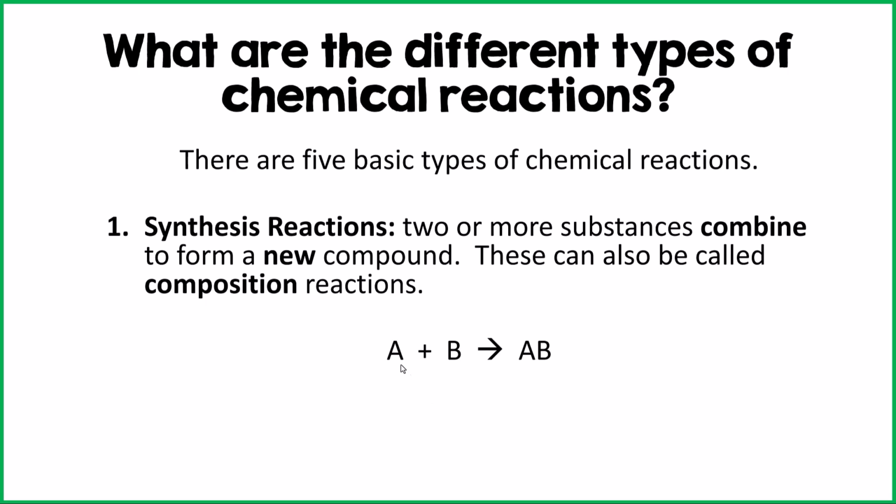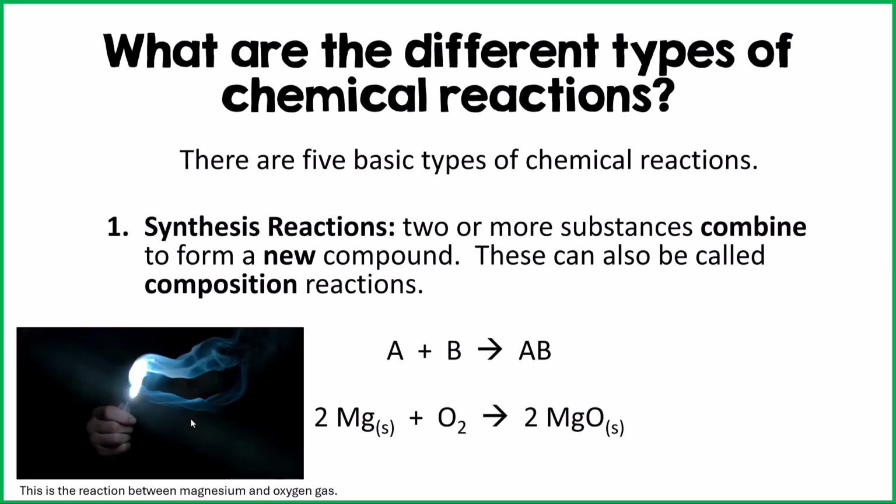So if we use the letters A and B as symbols of just any substance, if element A, whatever that is, combines with element B into a new molecule or compound where they are now bonded together, that is an example of a synthesis reaction. And here's one in real life. Magnesium plus oxygen gas gives magnesium oxide, which is a solid. And it looks like this, the burning of magnesium and oxygen gas. And that creates a brittle solid known as magnesium oxide. So that makes one compound, that's a synthesis reaction.